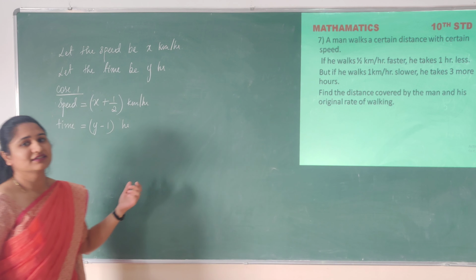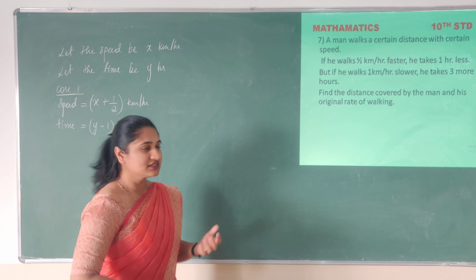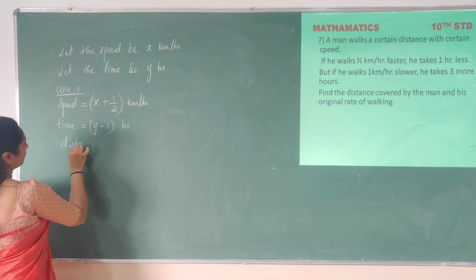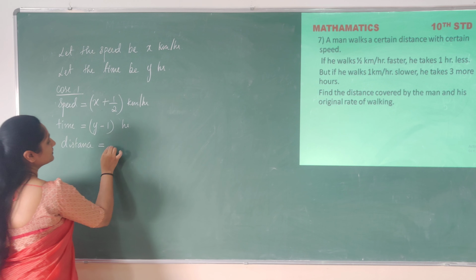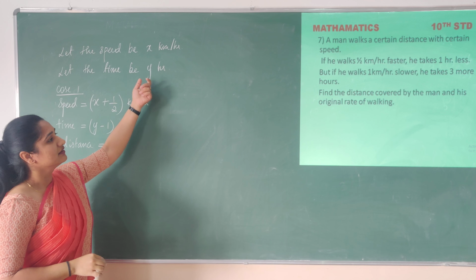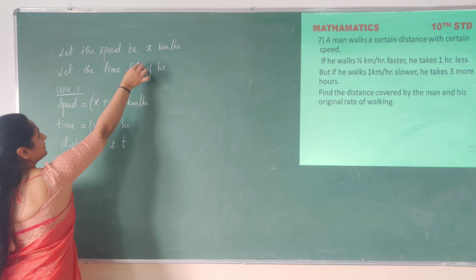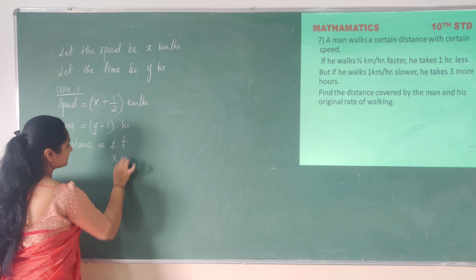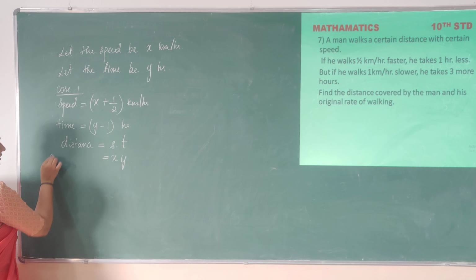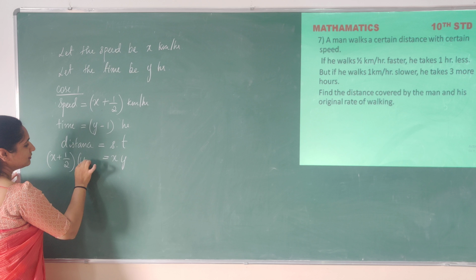And we know in physics that distance is equal to speed into time, or speed equals distance divided by time. The same distance is being covered in both the cases. So we will take speed into time, that is x into y, as the distance, which is equal to x plus 1 by 2 into y minus 1.